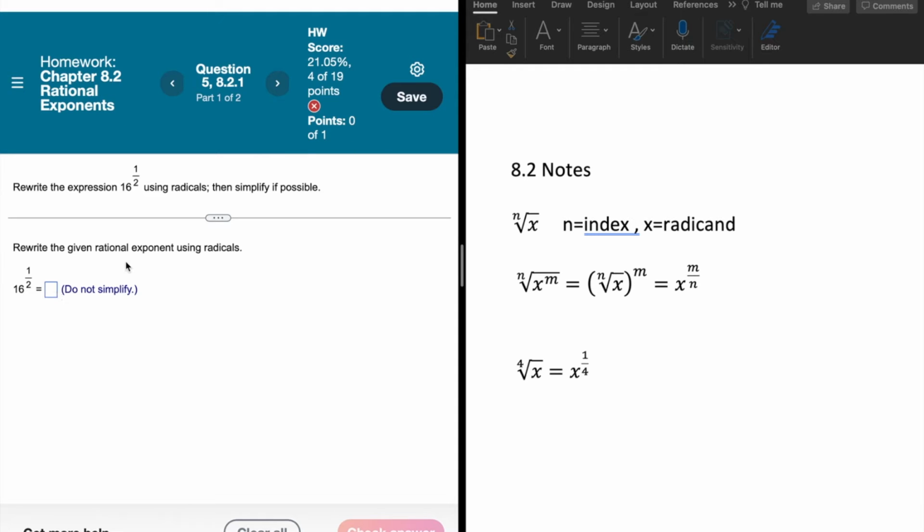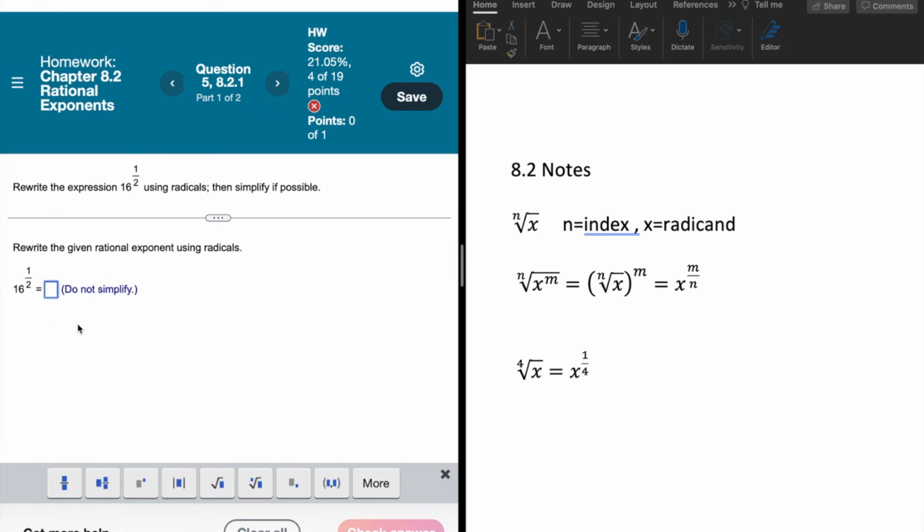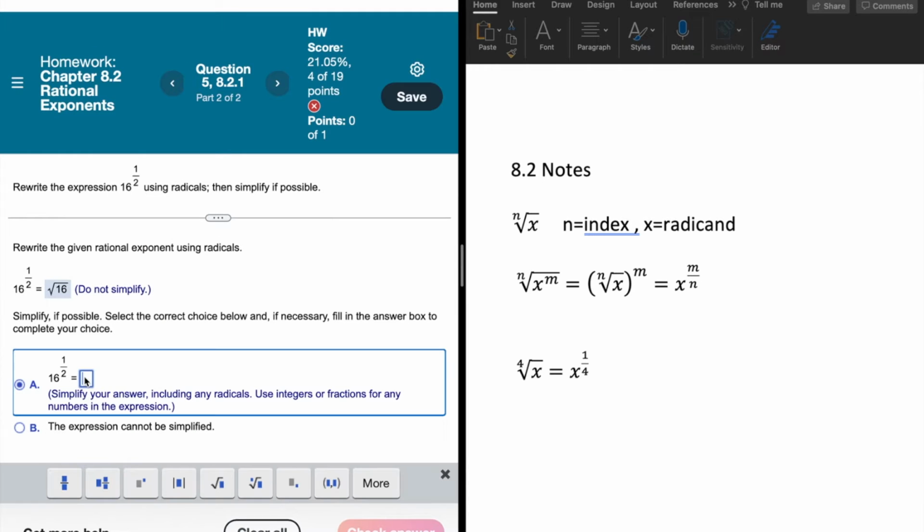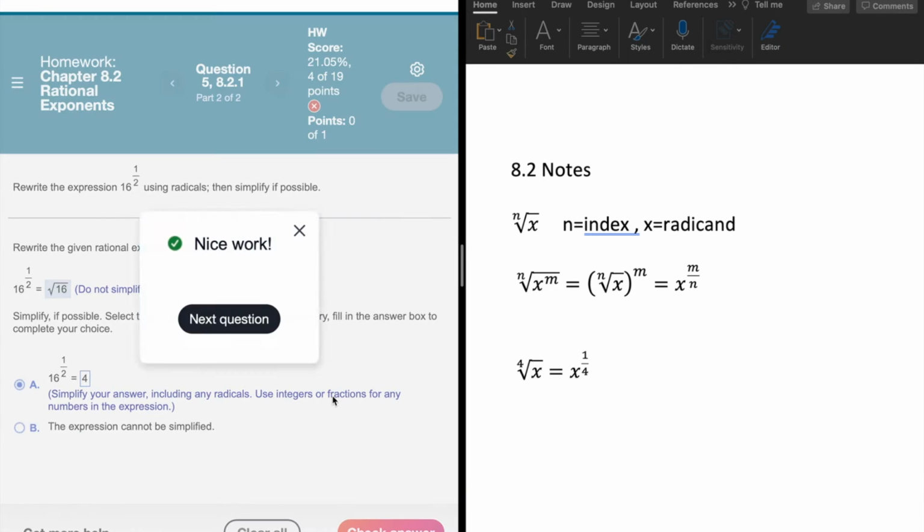So this homework can be frustrating the first time you do it, because first it just says rewrite using radicals. So the first thing they want you to do is realize that that's the same as the square root of 16. Then they want you to answer. So the answer would be 4. All right.